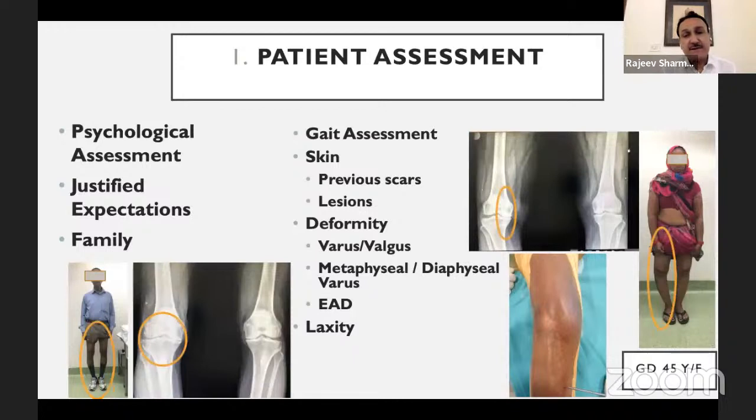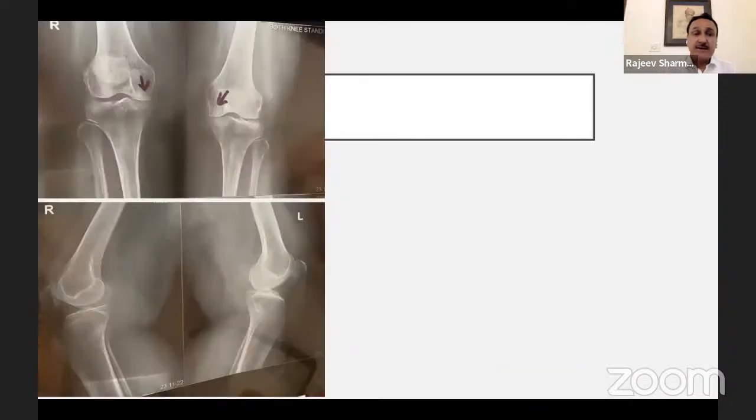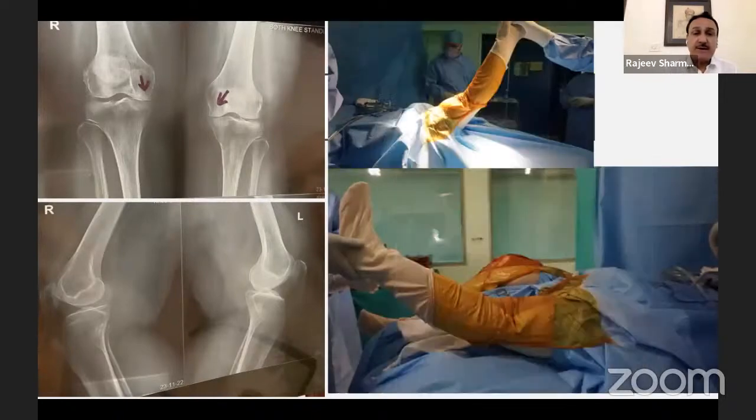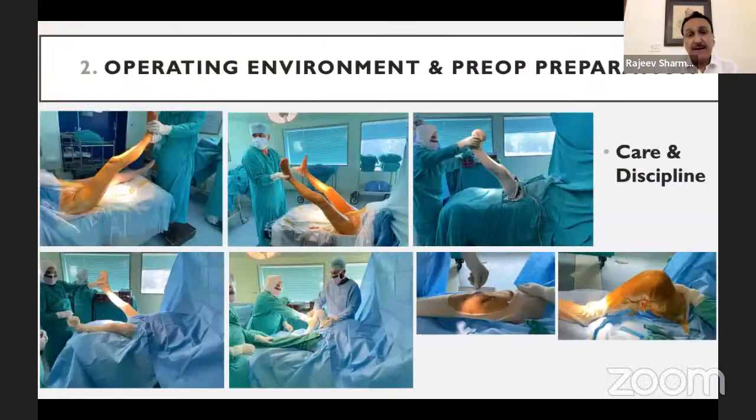In the patient assessment, the psychological assessment is very important: justified expectations, and discussion with the family. Gait assessment, the gait tells a lot, especially when the patient is walking away from you. That is the right approach to seeing the patient. Skin: any previous scars of a high tibial osteotomy or any implant fixation, and what kind of deformity, whether this deformity is correctable or not correctable, and how much laxity the patient has. In this patient there is significant medial osteoarthrosis on the X-ray, but if you see the patient, there is clearly visible hyperextension of the knee. So you know that this patient does not have just medial osteoarthritis, but also laxity and hyperextension. So you'll have to plan the cuts accordingly.